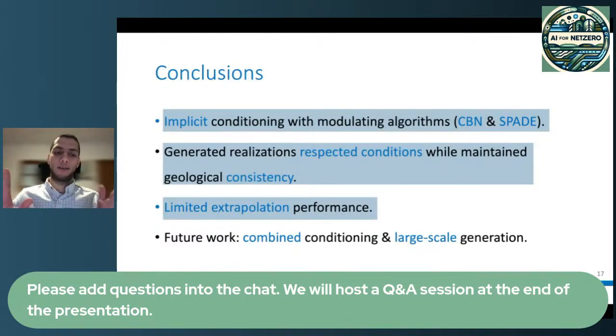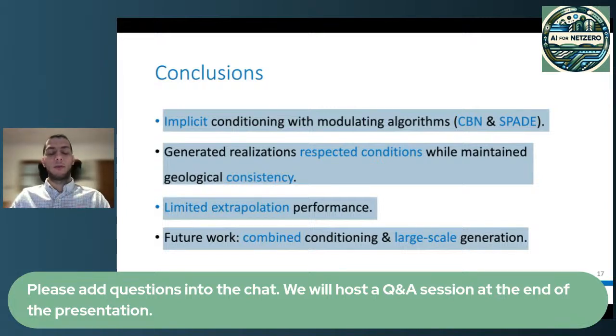But this is somehow expected from a machine learning model. Machine learning models are known to have poor extrapolation performance. So there are several possibilities of continuation of this work. One of them is to combine these different conditioning methods into one model. So to have one model that's trained to perform soft conditioning, hard conditioning, or conditioning on global properties in just one training algorithm.